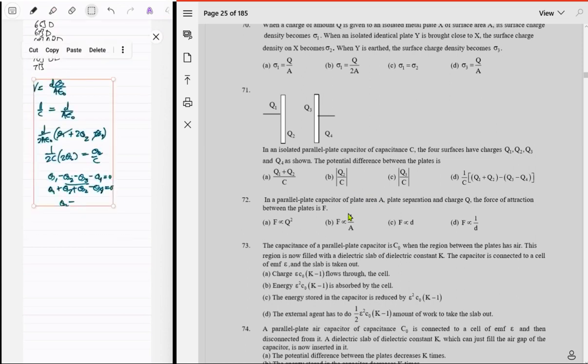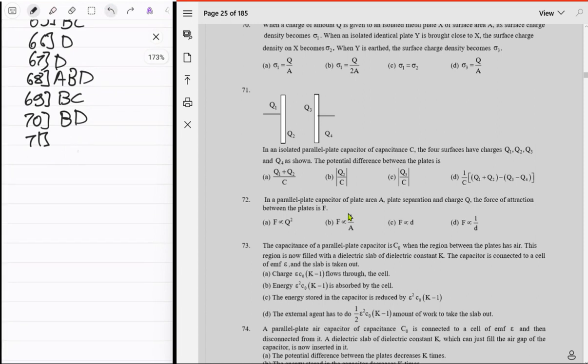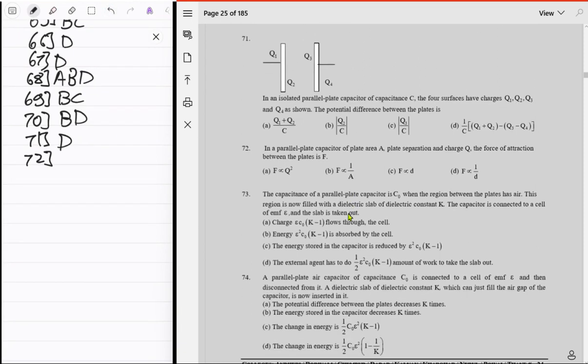Next question. Question 72: in a parallel plate capacitor of plate area A, plate separation, I think d is needed here, separation d and charge Q, the force of attraction between the plates is F.